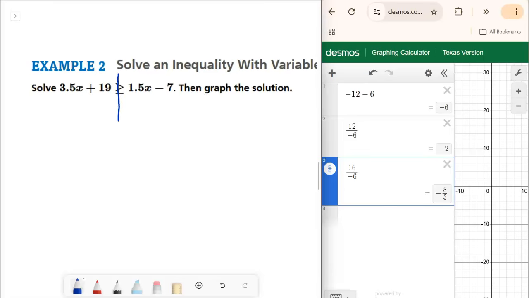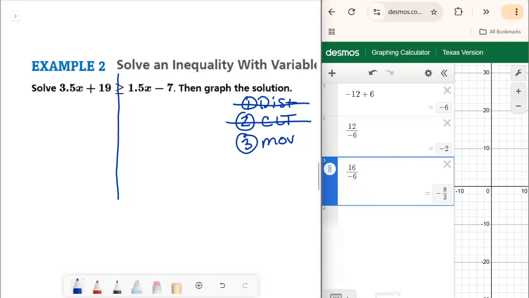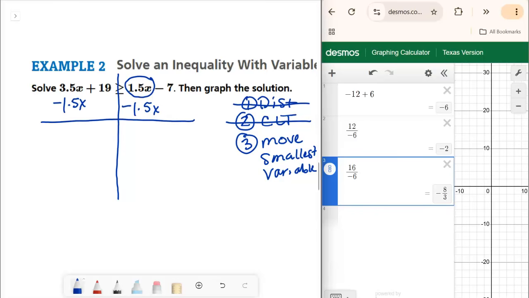Go ahead and write down this one. Step number 1, distribute. Nothing to distribute. Step number 2, combine like terms. Nothing to combine. Step number 3, move the smallest variable. The smallest variable right here is this one. So we're going to subtract 1.5x from both sides. If I'm going too fast, make sure that you pause the video.